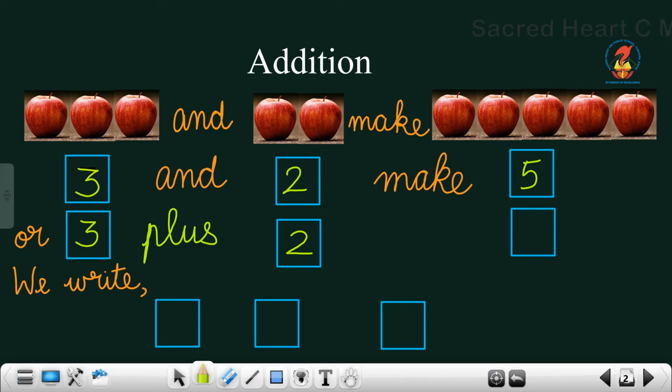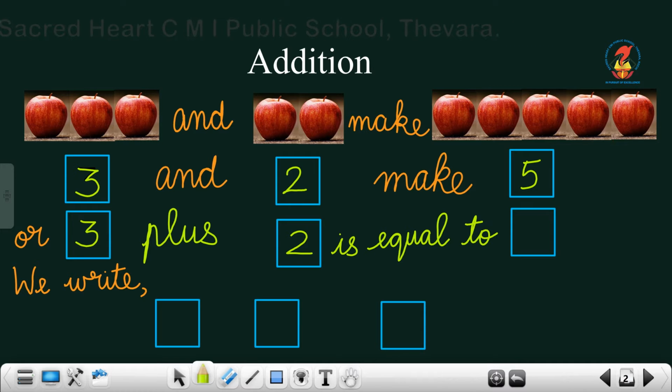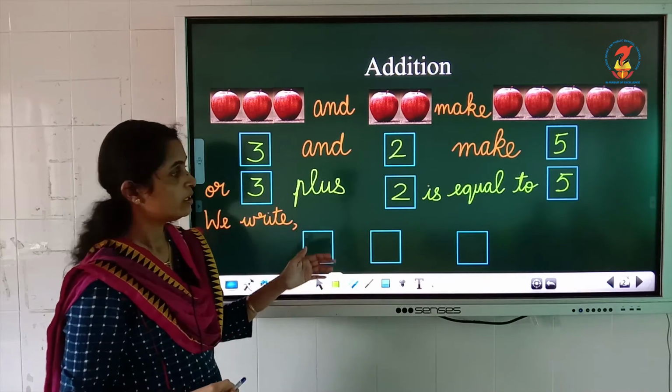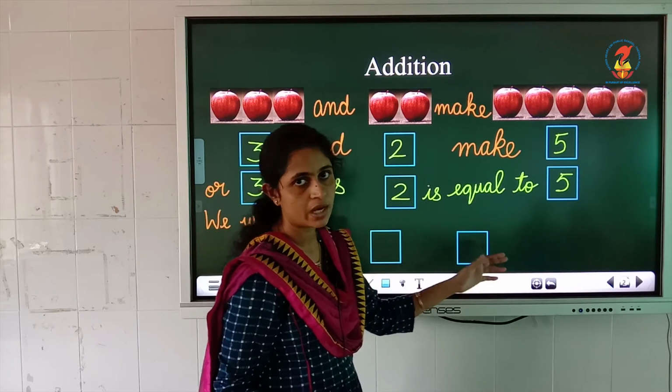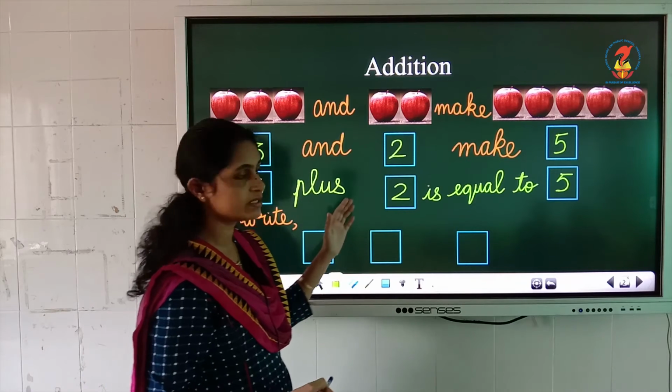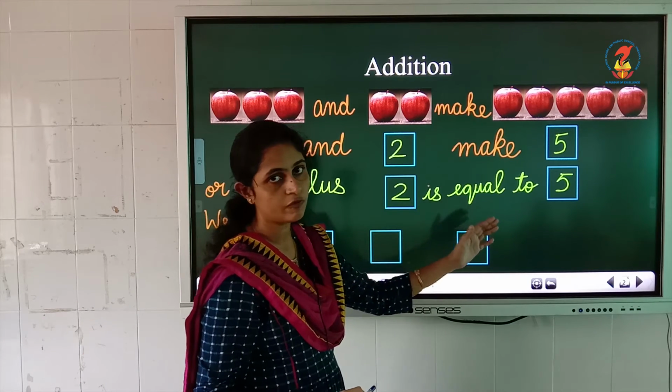And again, I am going to write another word for make. And that is equal to, and in the last box I am going to rewrite the same number, that is 5. So we can read it as 3 plus 2 is equal to 5. I repeat, 3 plus 2 is equal to 5.